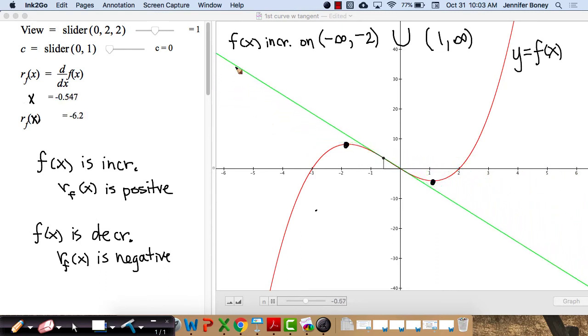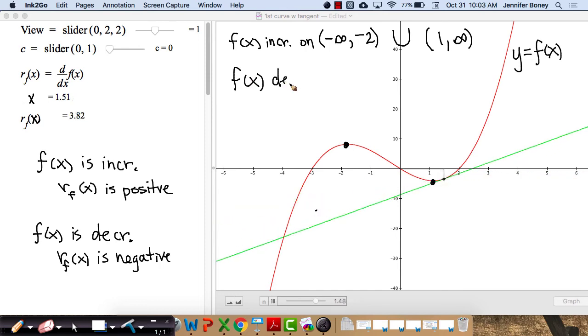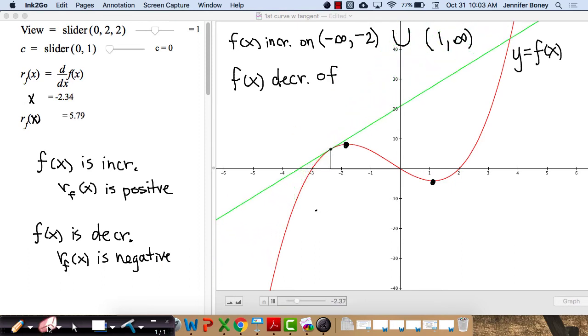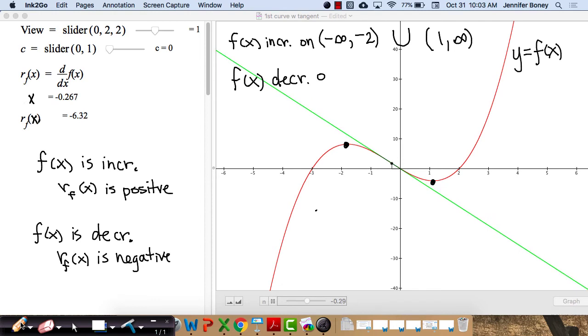And similarly, I could say that f of x decreases on, well, the interval in between. Oops, not of, on negative 2 through 1.